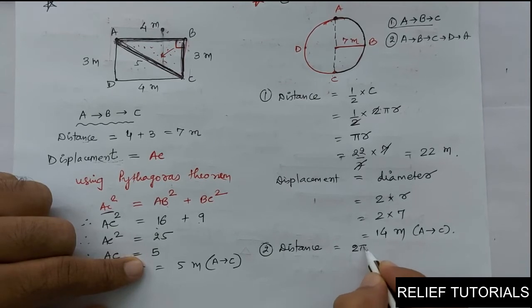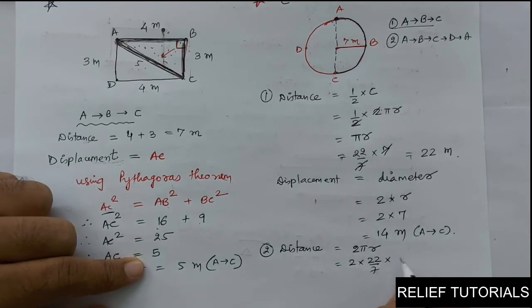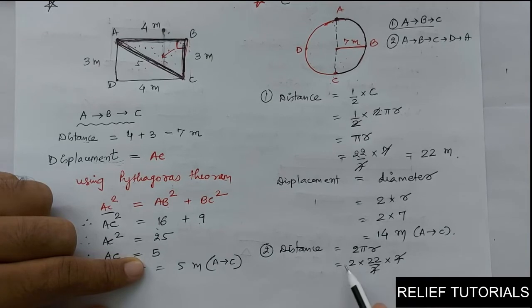And the formula for circumference is 2 pi r. So put the values: 2 into pi means 22 by 7, and r is already given as 7. So 7, 7 cancelled, and 22 twos are 44 meter is the distance traveled.